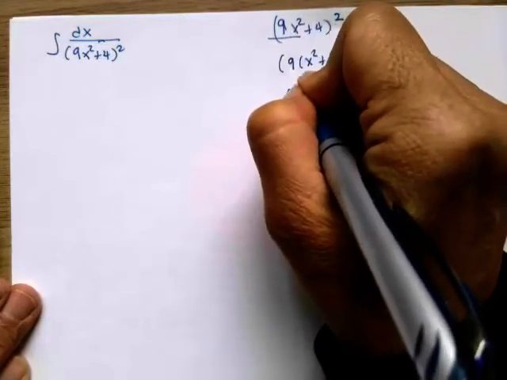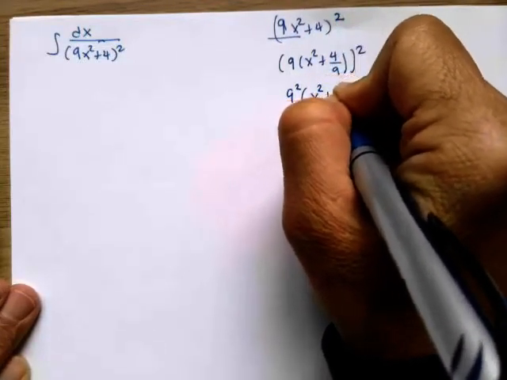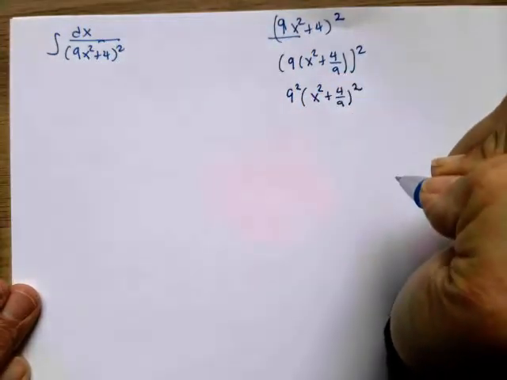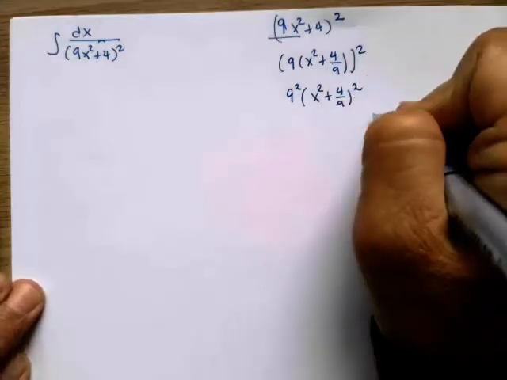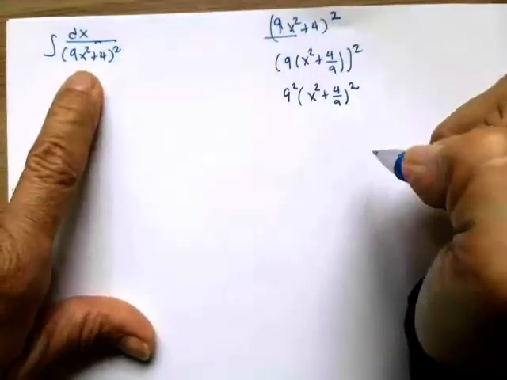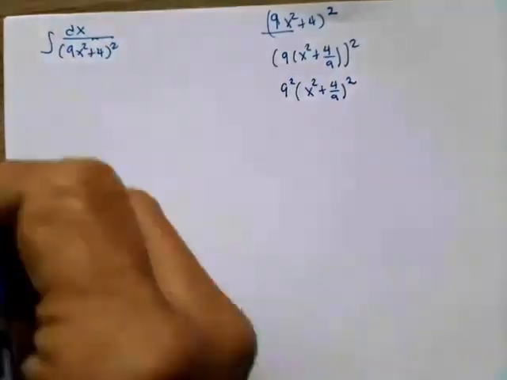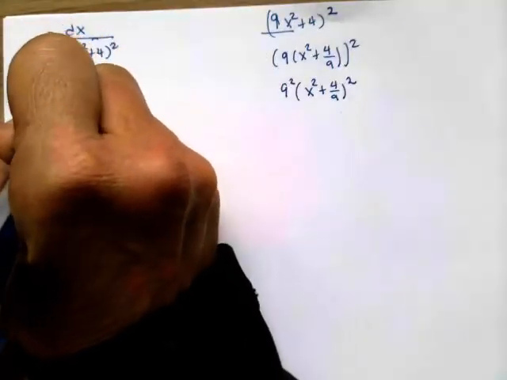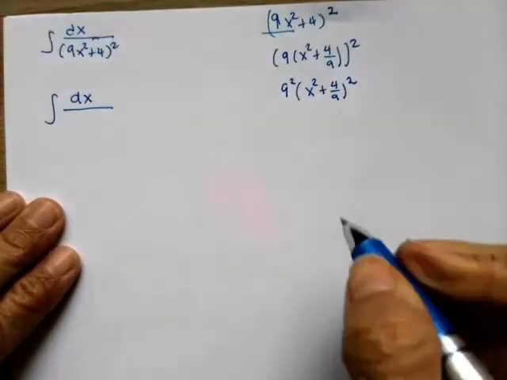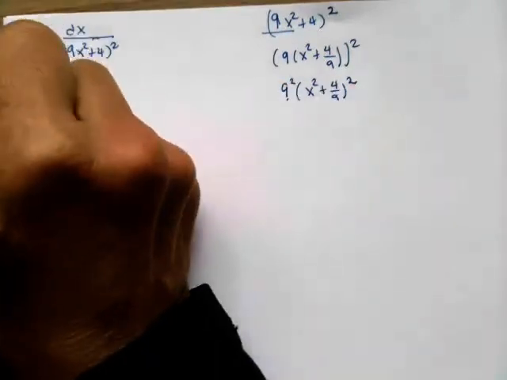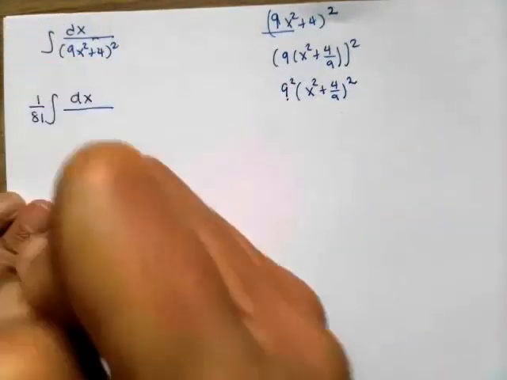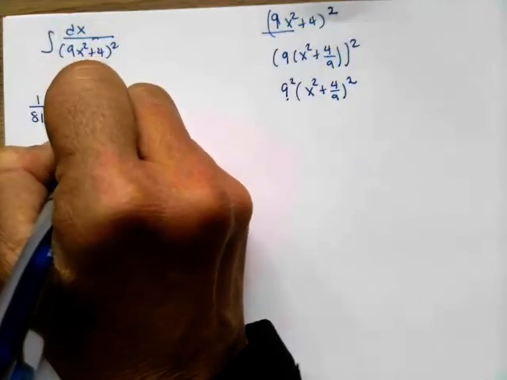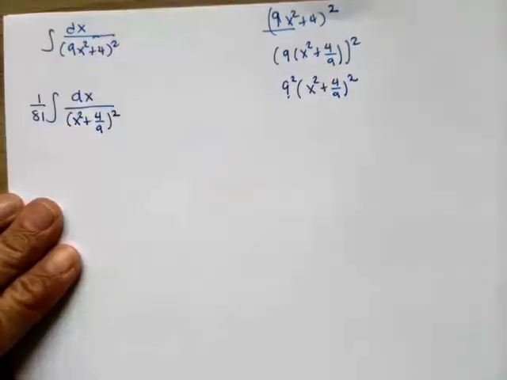So that's going to be 9 squared times x squared plus 4/9 squared. Okay, so I have my x squared. That looks good. This is equivalent to what I have there. So let's come on up here, and we're going to rewrite this so that I have dx. I haven't done any trig substituting. I've just done some manipulating. So this 9 squared's on the bottom, so I'll do a 1 over 81 out in front. And then I have x squared plus 4/9, and then that whole thing is squared.